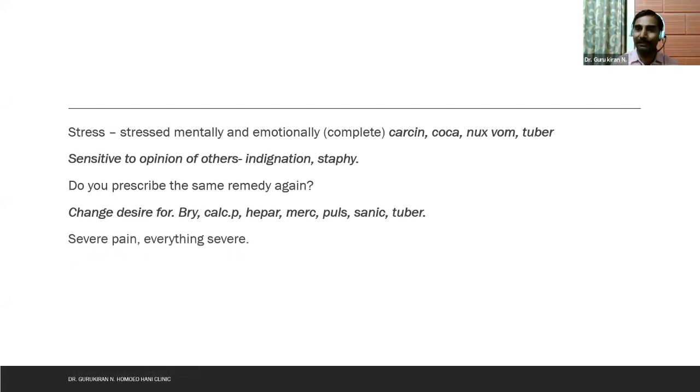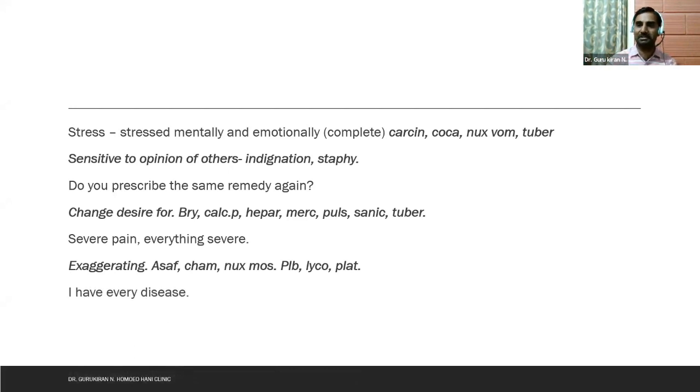Severe pain. Everything is severe. We know as a doctor that this problem would not cause this kind of severity. But the patient complains, "Sir, severe pain, sir. Everything is severe, sir." The patient is exaggerating. There is a rubric. Asafoetida, chamomilla, nux moschata, plumbum, lycopodium, platinum.